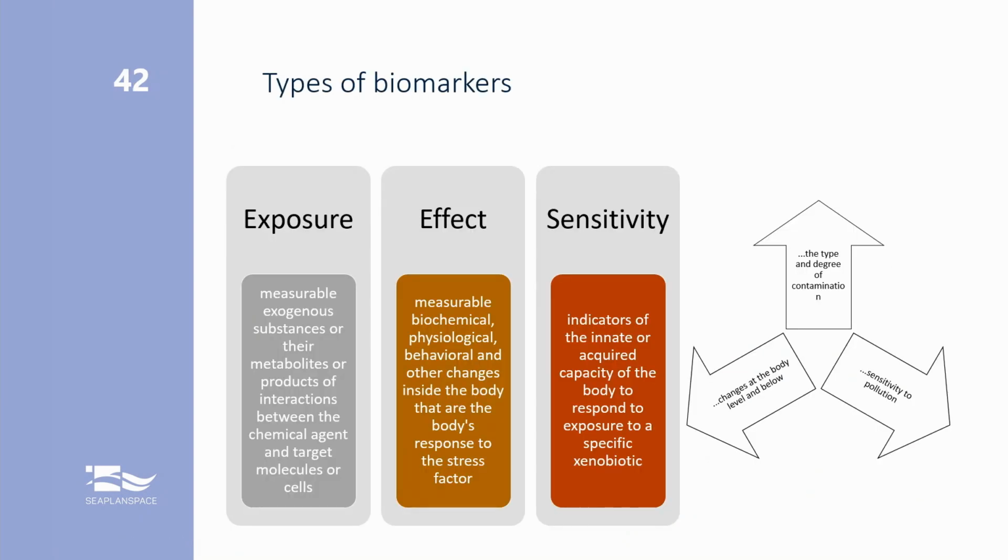There are three main types of biomarkers: exposure, effects, and sensitivities. Exposure, that is pretty much everything measurable. It's measurement of exogenous substances and their metabolites. Biomarkers of effect, this is a measurement of all biochemical, physiological, behavioral, and other changes inside the body as a response to a specific stress factor.